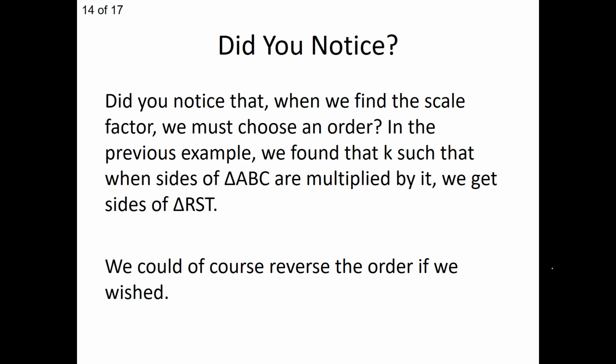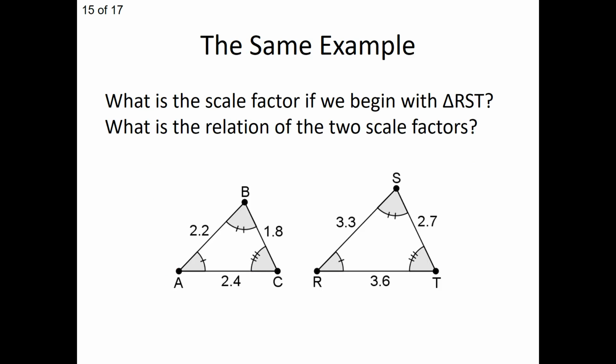Let's actually do that. So now I want you to find another scale factor here, which means take the values of RST, start with this side, 3.3, and multiply that number to turn it into 2.2. So now our equation changes a little bit. It looks like this: 3.3 times some number k is equal to 2.2. We can solve for k. As it turns out, when we do that, we get this number, 2/3.